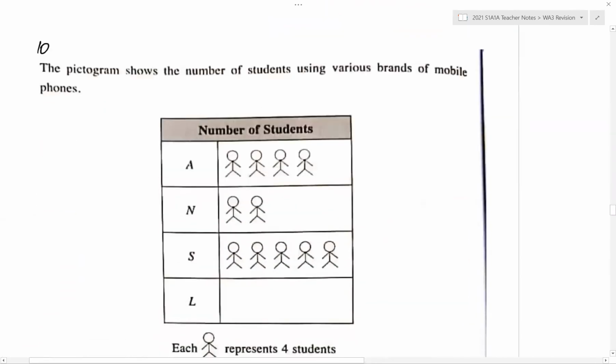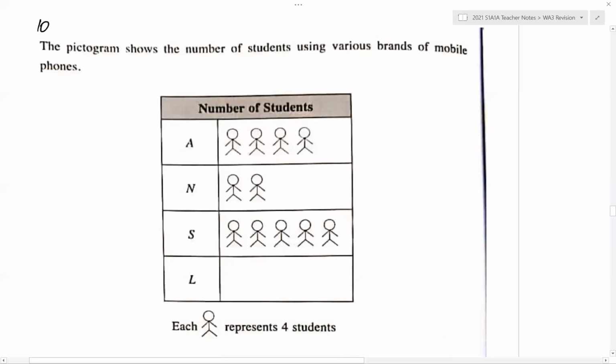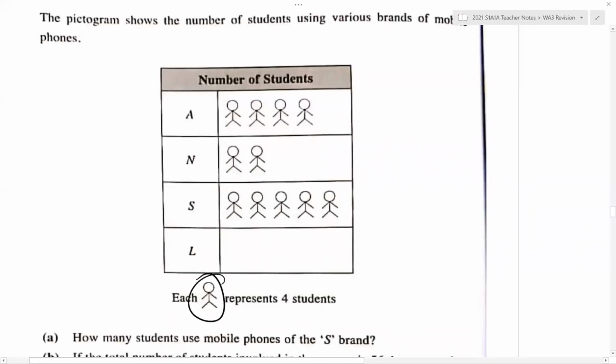Okay, now we do something simpler. Pictogram. Students, various brands of mobile phone. Each of these stick men represents 4 students. So you got 4, 8, 12, 16. 16 students here. Here we got 8 students. 20 students. This kind of thing you can do very quickly. Just multiply by the number.